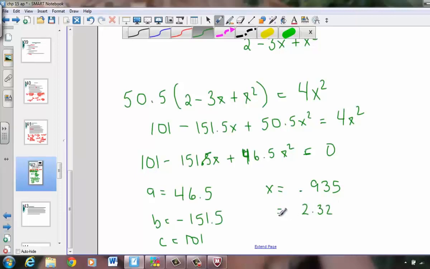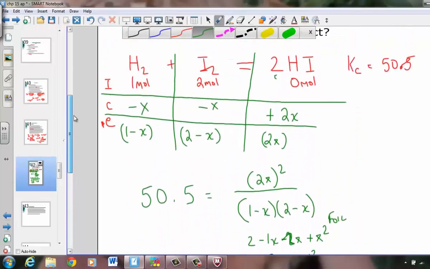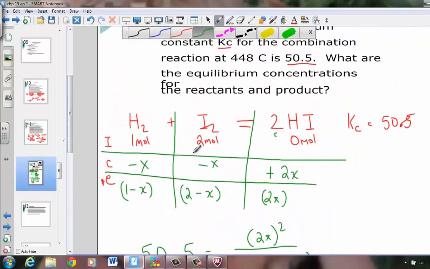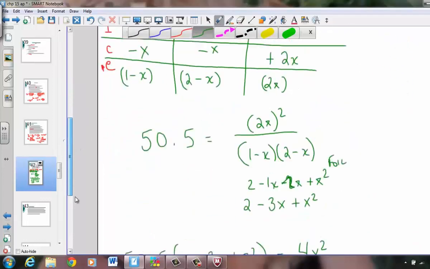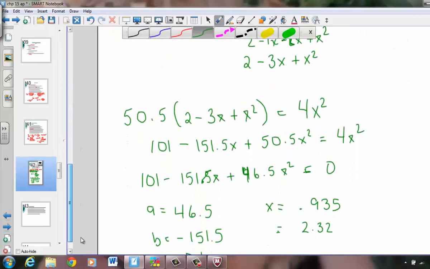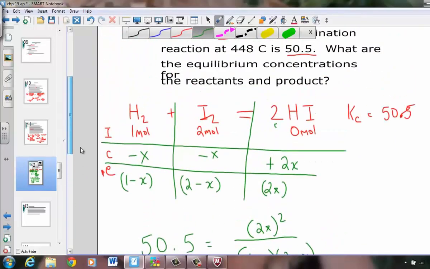How do I determine which one of my two possible choices makes sense? I want you to go back to the original grid, because always when we're solving a quadratic equation for an equilibrium constant, one of the answers makes no sense. Perhaps it even comes out negative, and we all know there's no such thing as negative pressure or negative concentration, so always toss out the negative choice. But here my answers were both positive, 0.935 and 2.32.